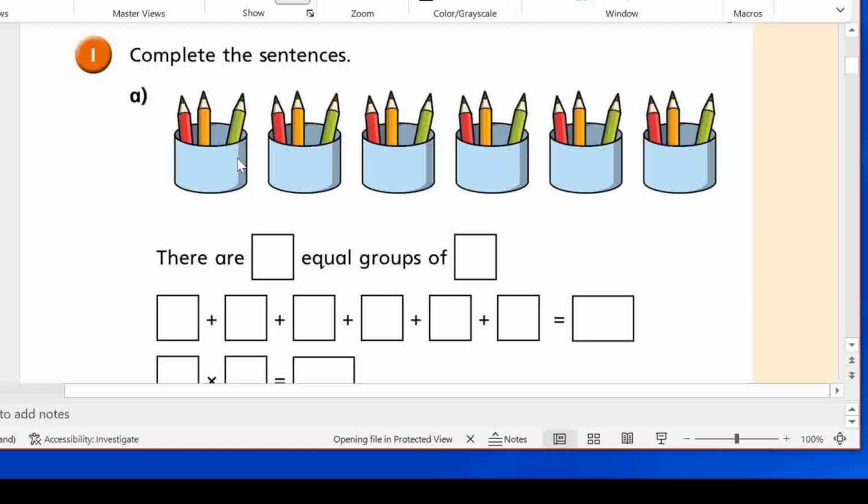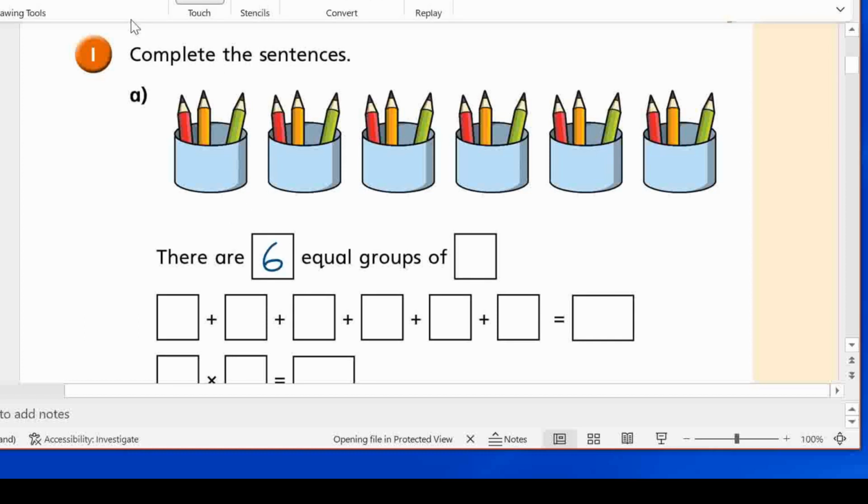Now we did something like this earlier. Complete the sentence. There are how many equal groups of? So first of all, how many pots are there? 6. So we have to write 6 here. And equal groups of, what would 3, okay? Because there are 3 pencils in each pot. Okay.